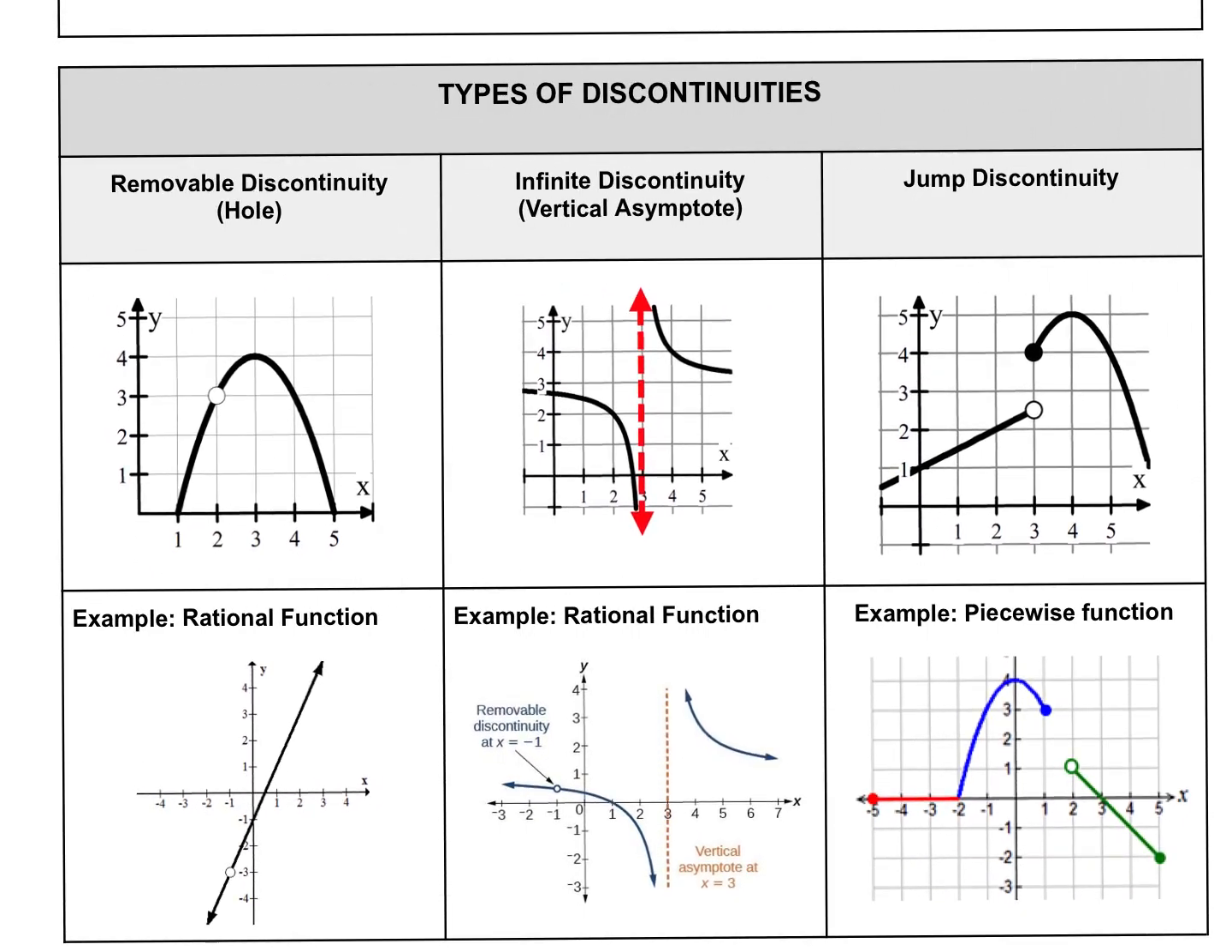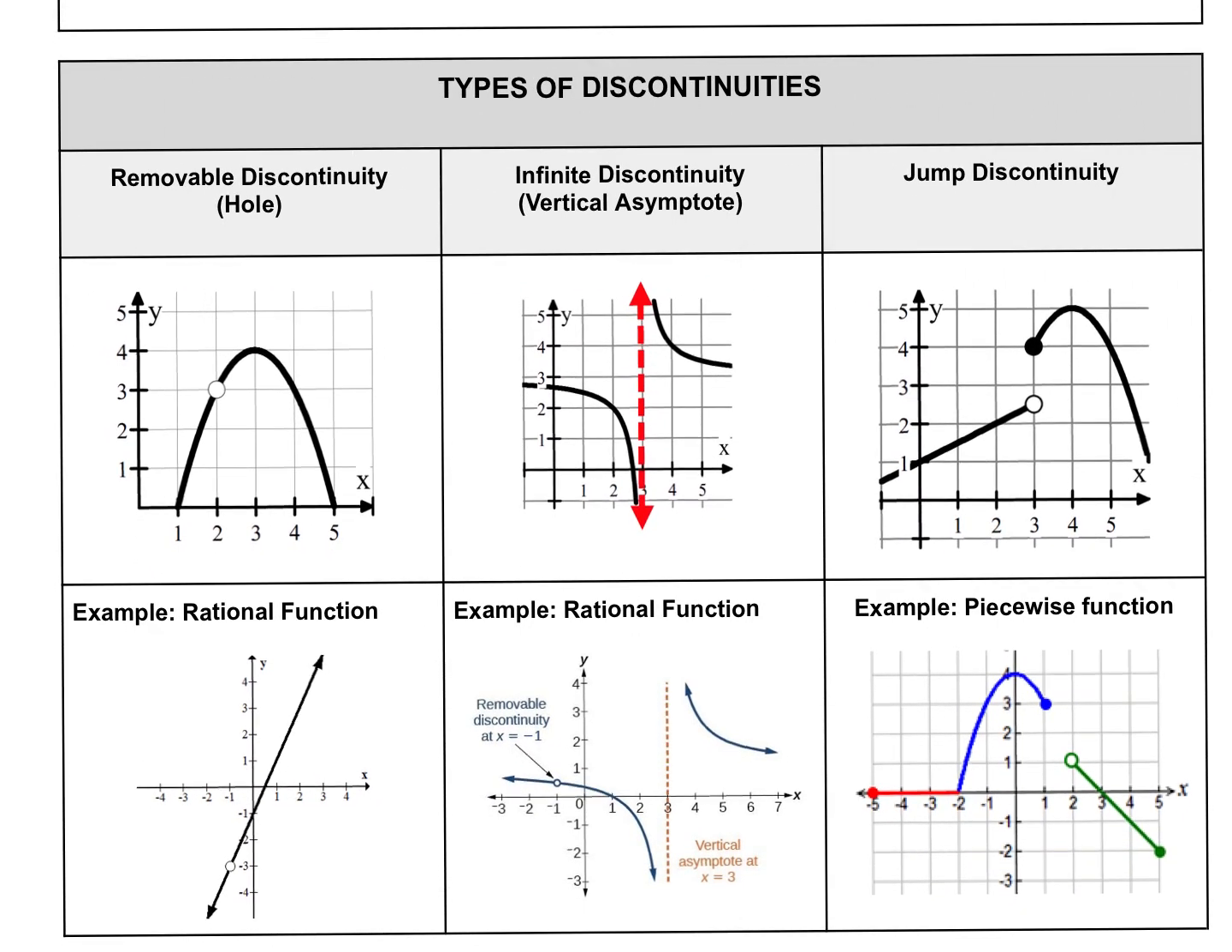Now, discontinuities. What is a type of discontinuity? Well, let's just take a look here. You see here how we have a parabola looking thing, right? But we have a hole here. So if you were to start tracing, once you reach the hole, you have to pick up your pencil, jump over the hole, and then continue your tracing.